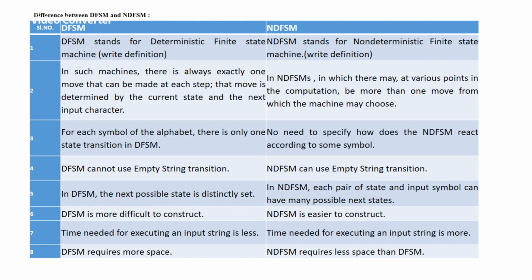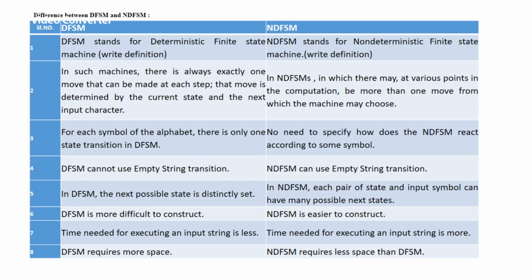Next, DFSM is more difficult to construct. NDFSM is easier to construct. Time needed for executing an input string is less in DFSM. Time needed for executing an input string is more in the case of NDFSM. So the time is less in DFSM and more in NDFSM. Last, DFSM requires more space and NDFSM requires less space than DFSM.